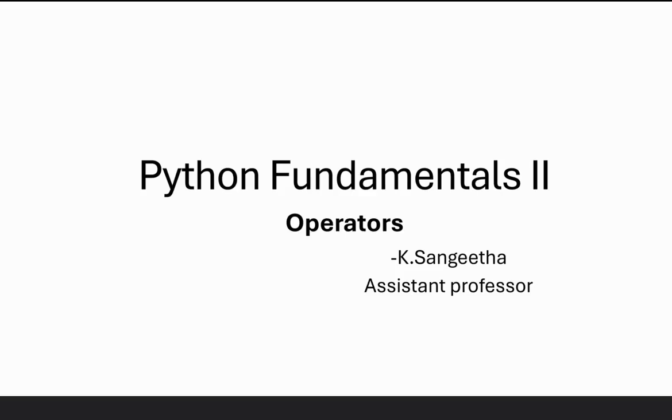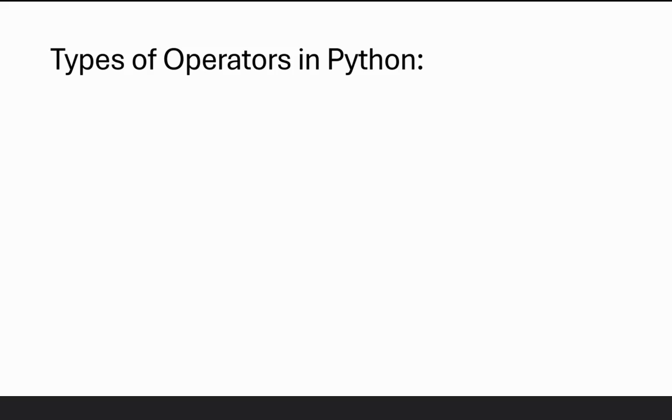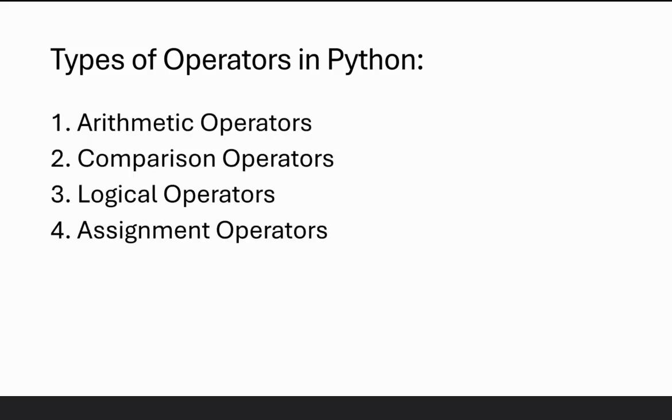In this video, we are going to learn about operators, which is the next Python fundamental concept. So now let's move on to the topic. Operators are special symbols or keywords that perform operations on variables and values. There are different types of operators in Python. They are arithmetic operators, comparison operators, logical operators, and assignment operators.